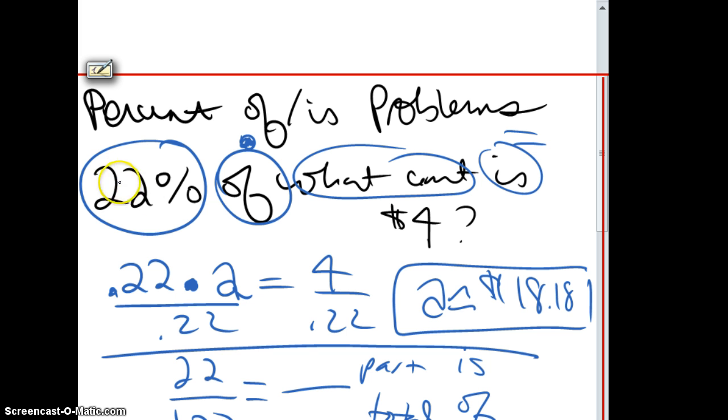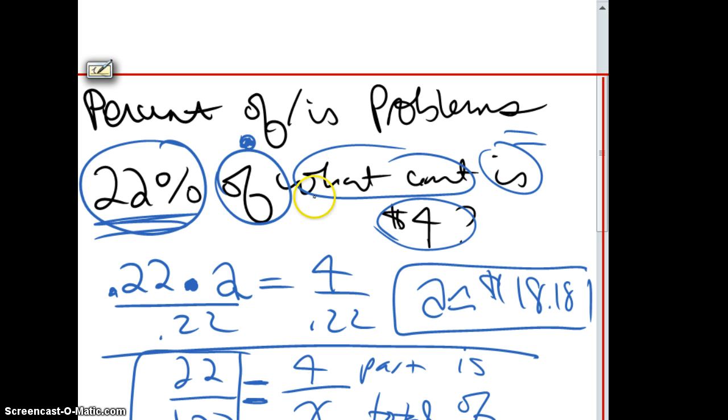So 22%, you're going to go ahead and make that into the ratio that represents. And then you're just going to put your equal, and then you want your is over your of. So the $4 is $4, and the of amount, I don't know. Now again, this is your total. That's why that works. The is, $4, is just a part of the money. The whole amount is your total.